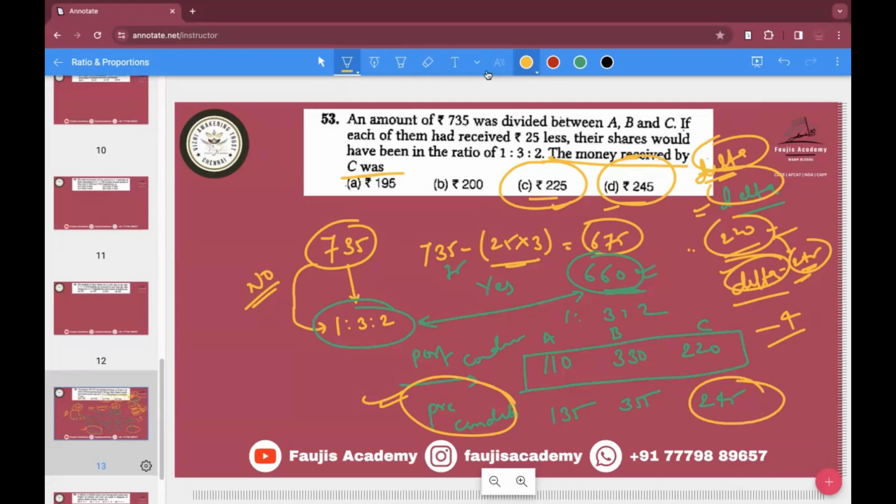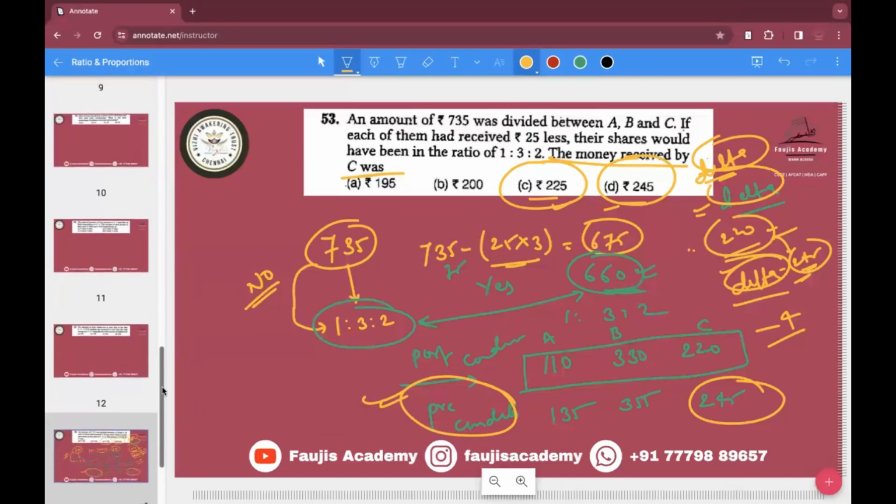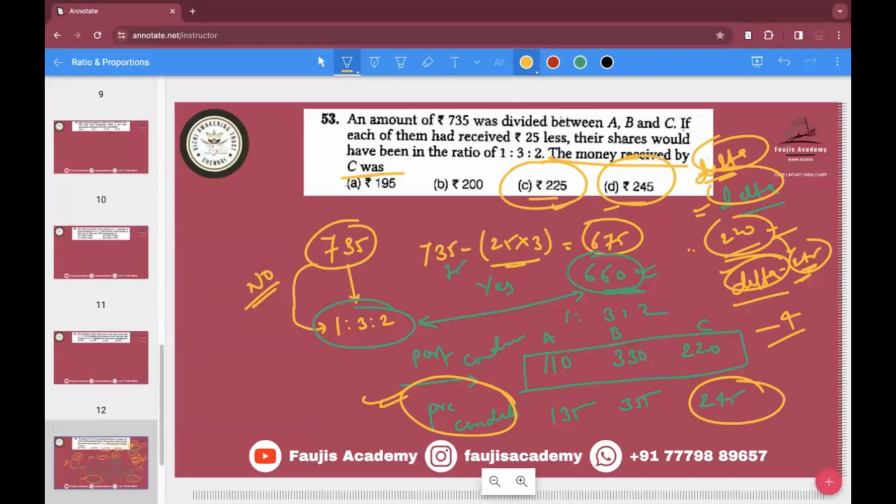Yes, sir. Did you understand, Kaleshwaran? Shaktishree? Got it. Yes, sir. Good. Thank you so much. Shall we do one more question, guys? Yes or no? Okay, fine.